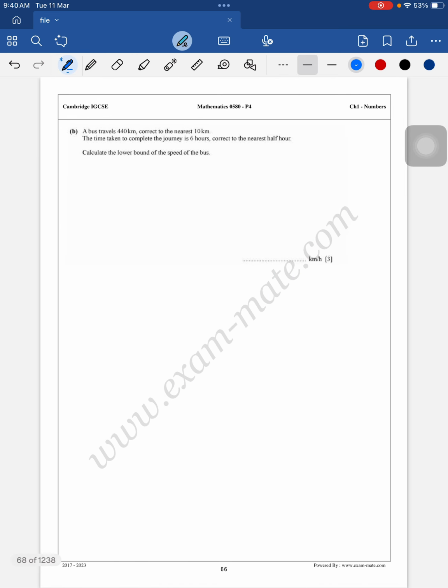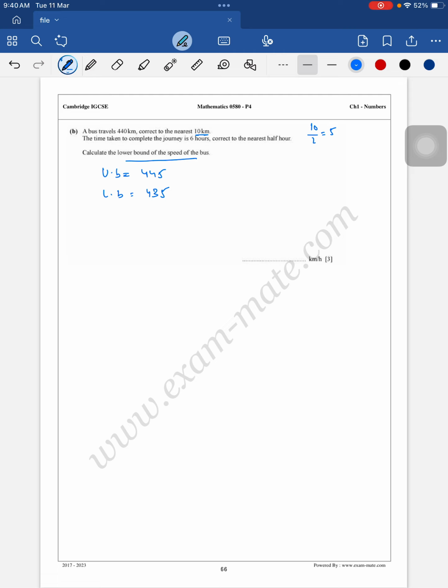A bus travels 440 kilometers, correct to the nearest 10 kilometers. The time taken to complete the journey is 6 hours, correct to the nearest half hour. Calculate the lower bound of the speed of the bus. So firstly, taking out the upper and lower bounds of both variables. 440 kilometers, the upper bound will be 10 divided by 2, which is equal to 5. So the upper bound is 440 plus 5, 445. Lower bound is 440 minus 5, 435. This is for the distance.